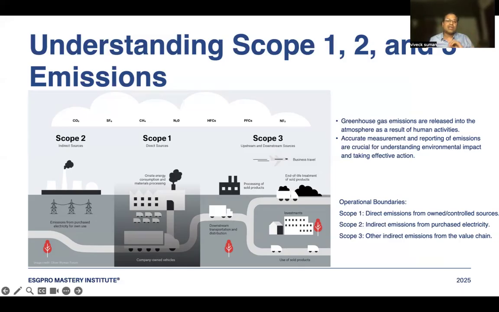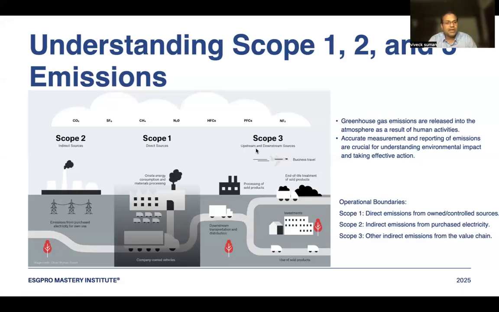Greenhouse gas emissions are released into the atmosphere as a result of human activity. Whatever we do, we are responsible for it. And the whole world is currently looking at how to reduce our emissions. All those seven gases, which are there in this graph on the top in the cloud, you can see that, right? Carbon dioxide, SF6, CH4, N2O, HFCs, PFCs, and NF3. All those we are releasing, human-related release has to be recorded. Accurate measurement and reporting of these emissions are crucial for understanding the environmental impact, and taking effective action will eventually help my company to grow faster.